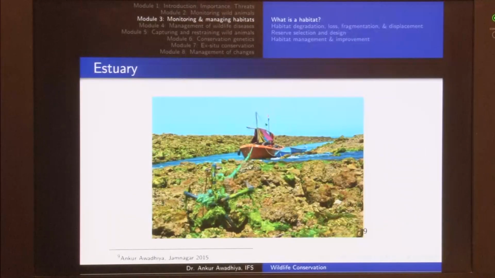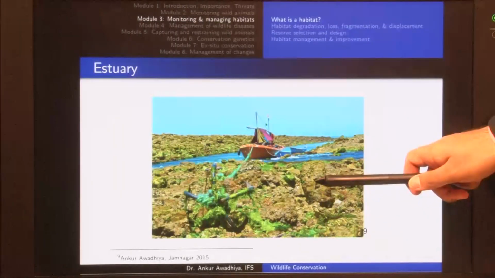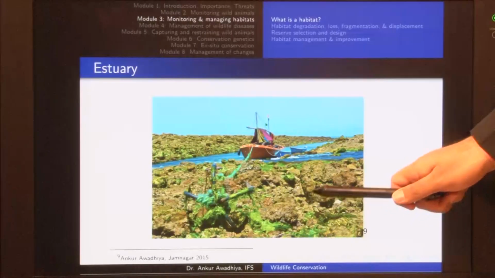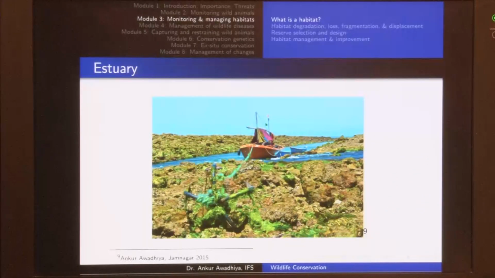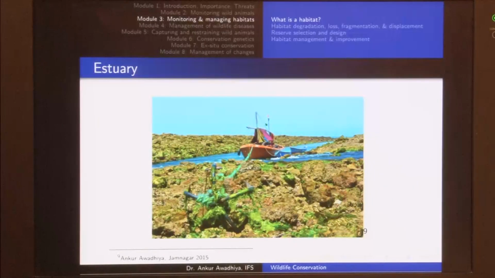Now, one other habitat is the estuaries. Estuaries are areas where rivers come and merge with the seas. This is a picture from Jamnagar. In these areas we would find plenty of water and quite a lot of soil, because the soil is being washed away by water, and we would find some organisms that are not found in the drier areas.